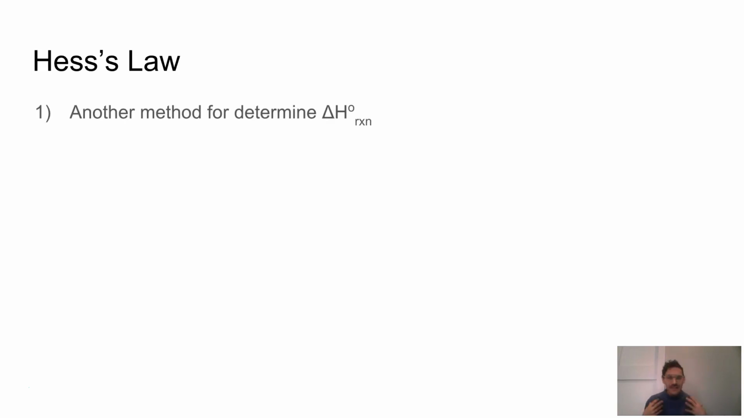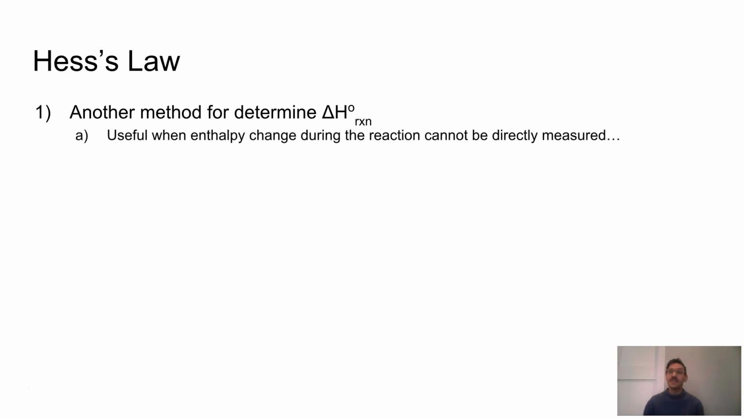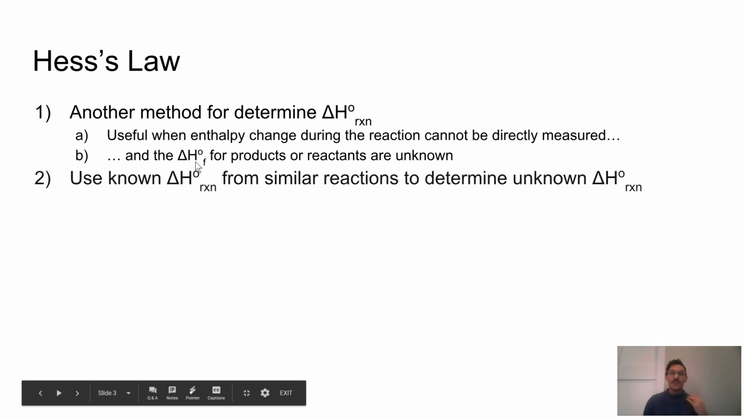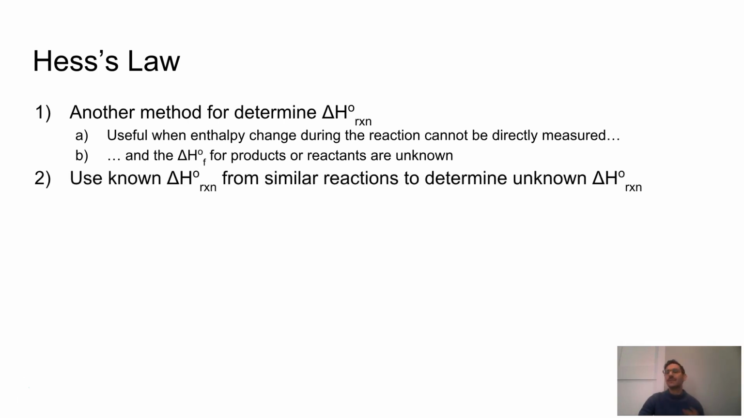So Hess's law is another method you can use for determining the delta H reaction without actually carrying out that reaction. And this is useful for when you can't directly measure an enthalpy change in the laboratory for whatever reason. And if you also don't know the delta H of formation for products and reactants, because that's another strategy you can use if you can't directly measure a reaction. So what we can do is use the delta H of reaction for similar reactions to the ones we're studying, and use this to help us get the actual unknown delta H of reaction.